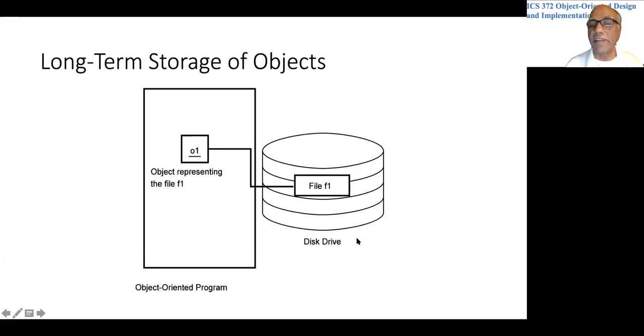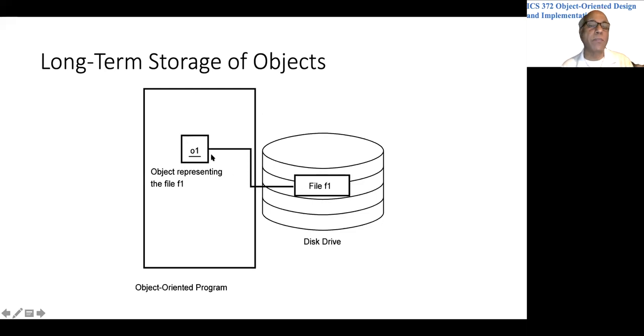We have a disk drive here, which contains a file. And this is our computer memory here. And the file is F1. To manipulate this file on disk, and this is true of all programming languages in general, we have some kind of an object that represents the file. So this object O1, which is representing file F1, when manipulated, will manipulate the file. That is the fundamental principle.